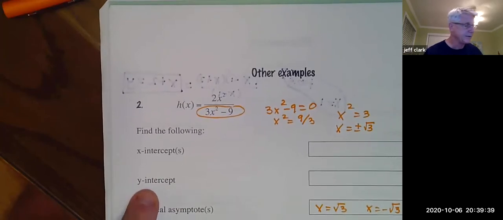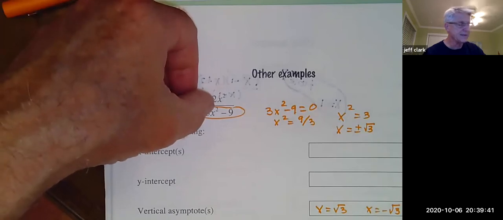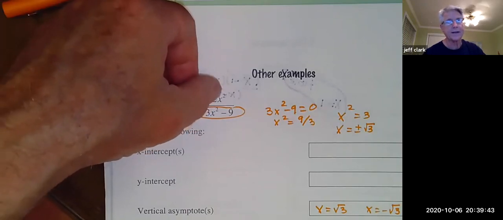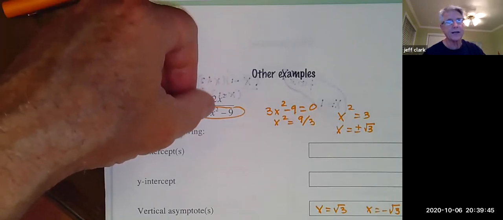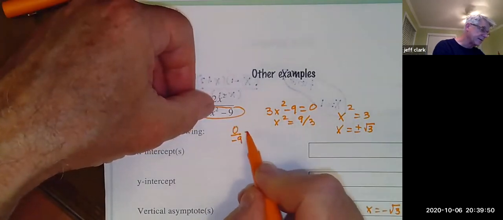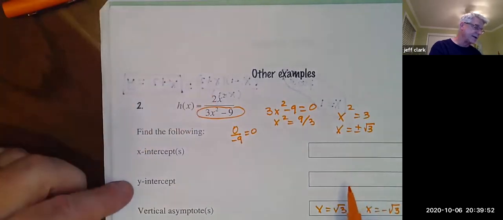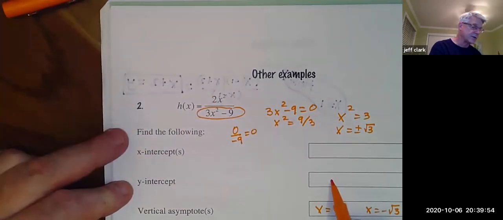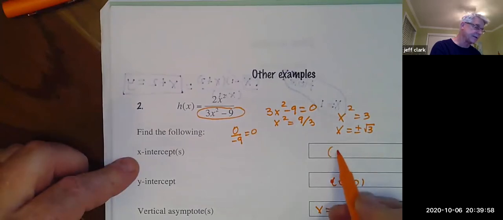Y-intercept is simply let x be 0 and solve for the rest of it. As x is 0, you've got 0 over negative 9. 0 over negative 9 is 0. So the y-intercept is, well, gosh, when x is 0, y is 0. Well, that's the same as the x-intercept.